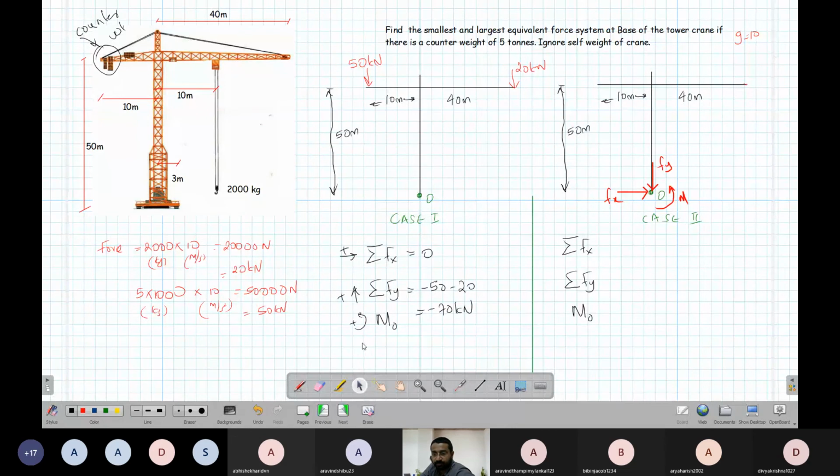Right. Now what is the moment? So moment: 20 into 40. It is clockwise, so it is minus. Then 50 into 10. This is anti-clockwise, so positive. This gives me minus 800 plus 500, so minus 300 kilonewton-meter. So minus 20 into 40, plus 50 into 10.